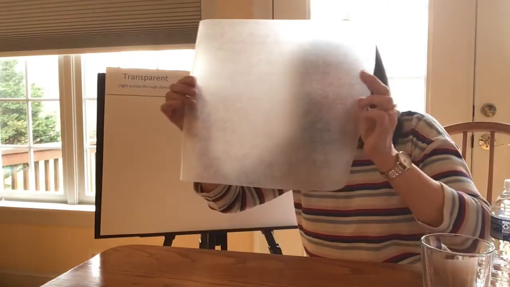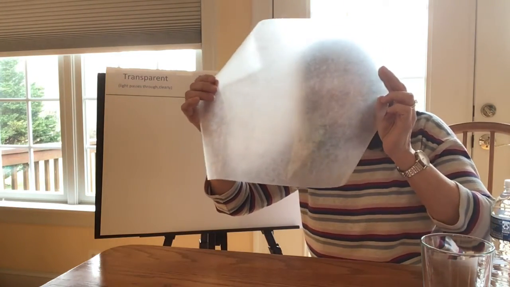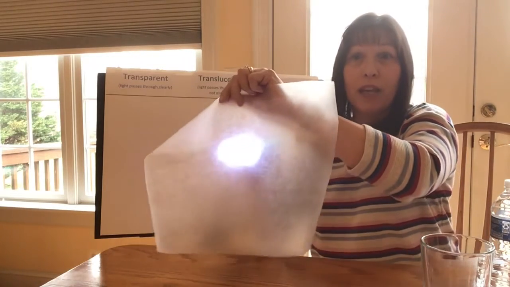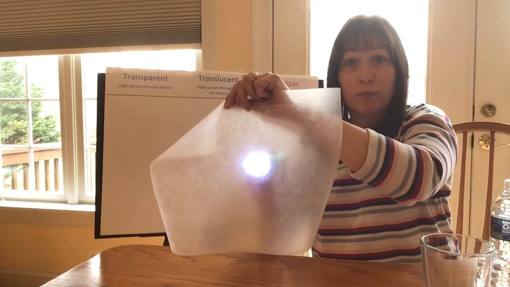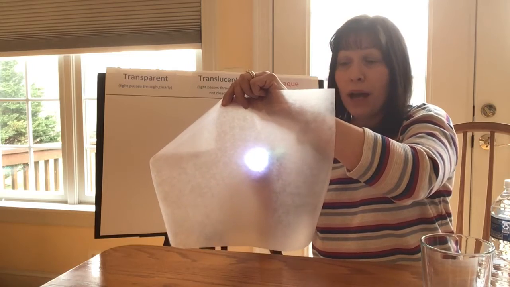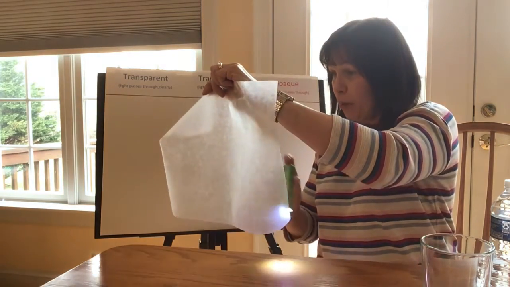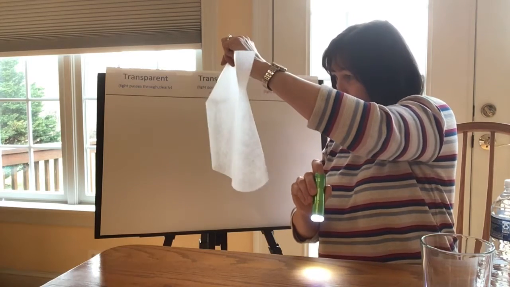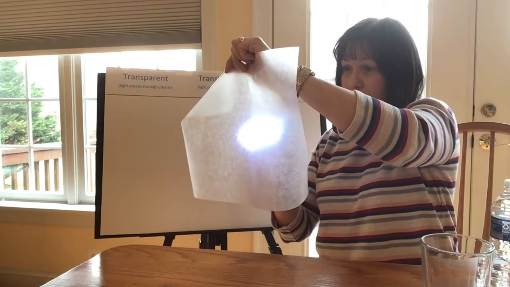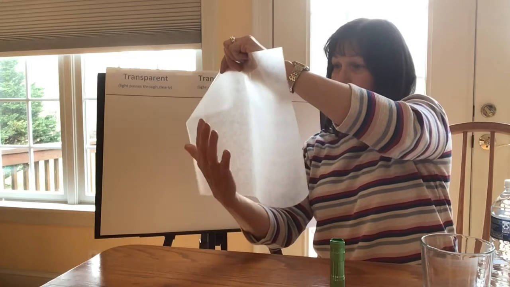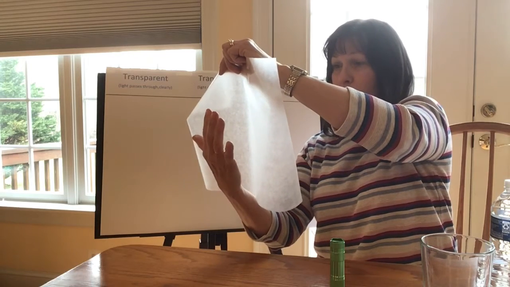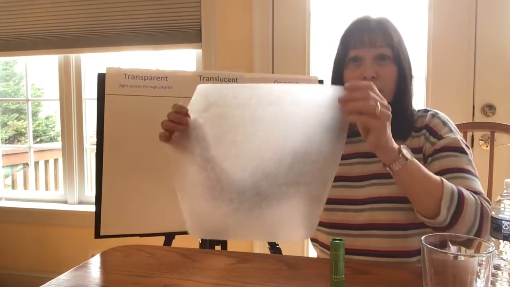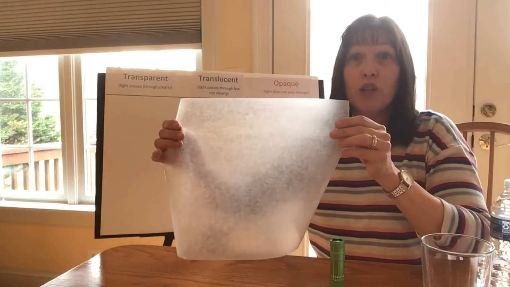If I hold it up and look through it, I can see a little bit through it. I can see my flashlight through it, and you can too. But when I look through it, things are distorted. I can't really tell what exactly is there. I can see my hand through it, but not clearly defined. So this is an example of translucent.